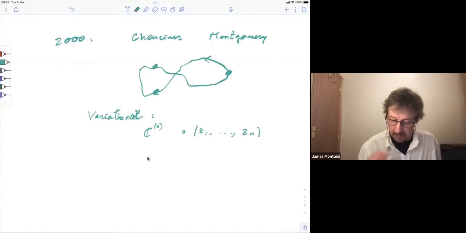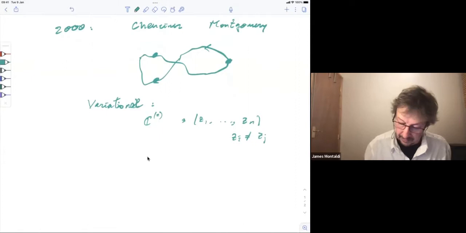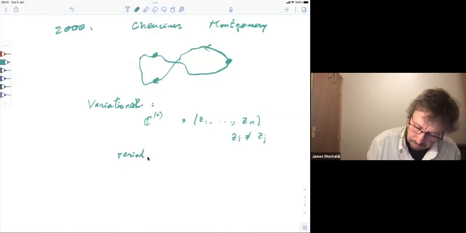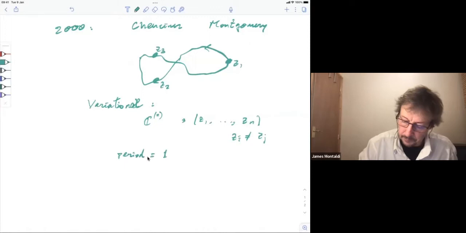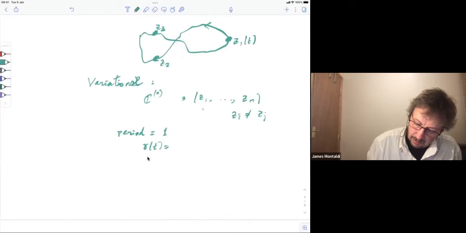The cases above have n equals 3. So that's n distinct particles, and they're moving as a function of time. And you want this to be a closed curve, so it's going to be periodic. So we assume we can fix the period. So we'll take period equals 1. And so these positions, Z1, Z2, Z3, functions of time, concatenating them in this way, we'll call this gamma of t is Z1 of t, etc. This is just the notation we're going to be using.